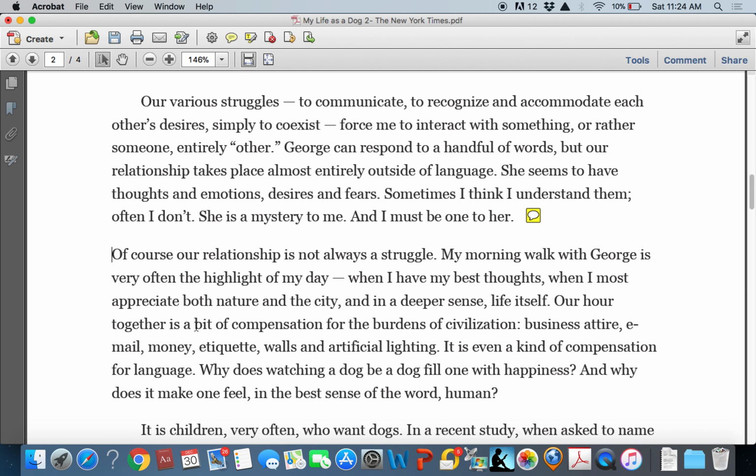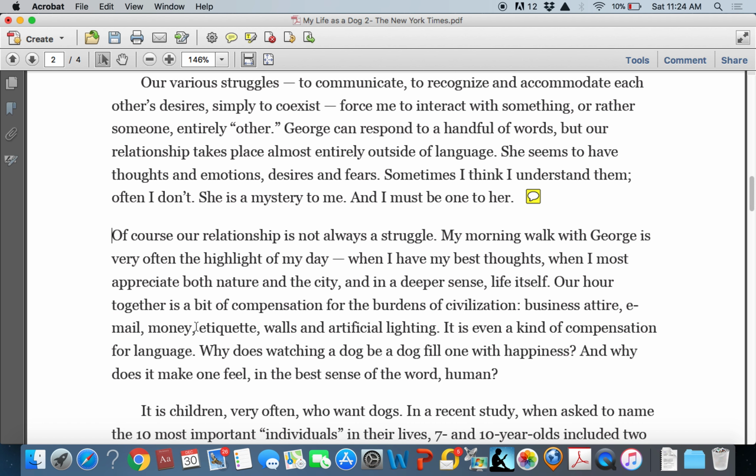Of course, our relationship is not always a struggle. My morning walk with George is very often the highlight of my day, when I have my best thoughts, when I most appreciate both nature and the city, and in a deeper sense, life itself. Our hour together is a bit of a compensation for the burdens of civilization, business attire, email, money, etiquette, walls, and artificial lighting. It is even a kind of compensation for language.